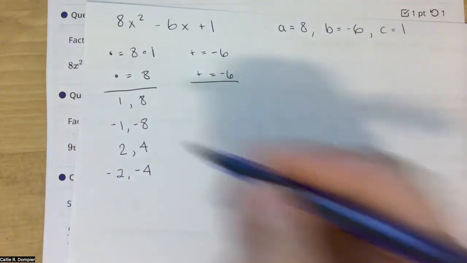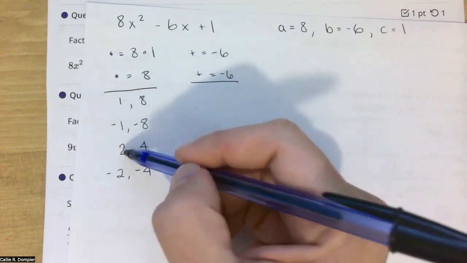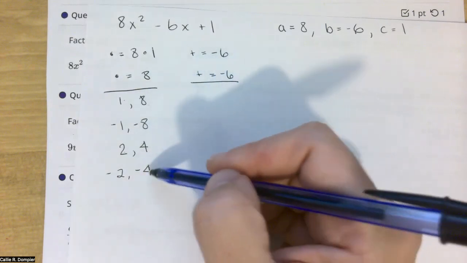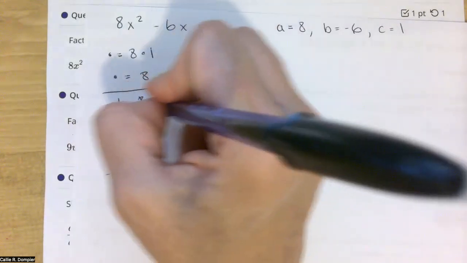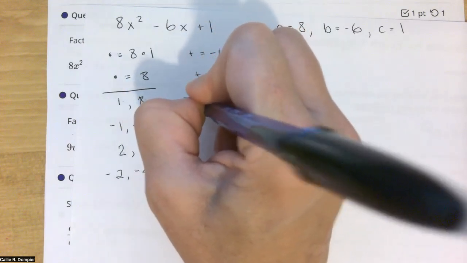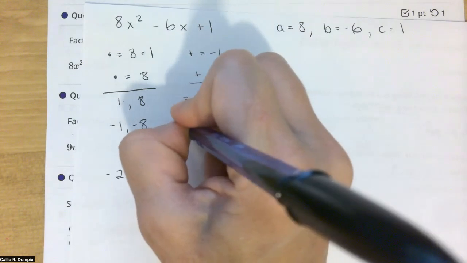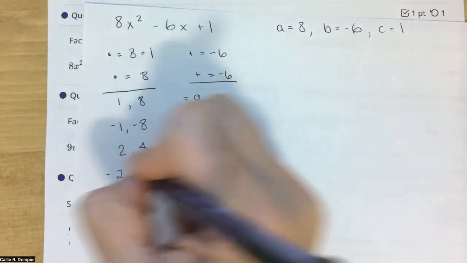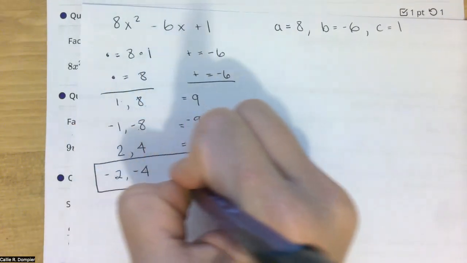Any other numbers? So I started with 1. I could divide 8 by 1 and get 8. I could divide 8 by 2 and get 4. Can I divide 8 by 3? No. Can I divide 8 by 4? Yes, but we already have it. So these are all the factor pairs possible. Do any of them add to -6? 1 plus 8 is 9. -8 plus -1 is -9. 2 and 4 is 6. -4 and -2 is -6. So we like this one. Okay.